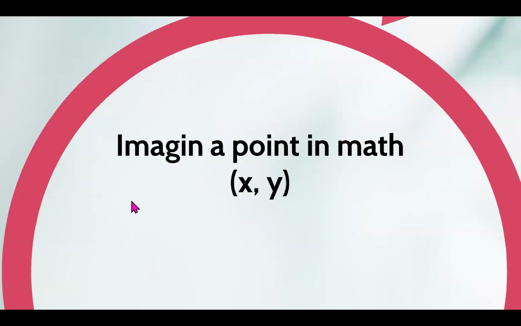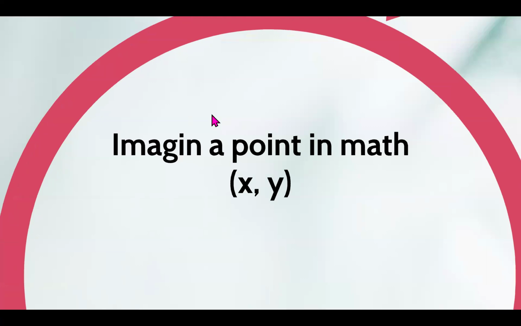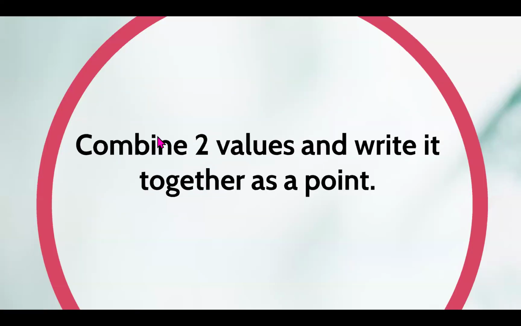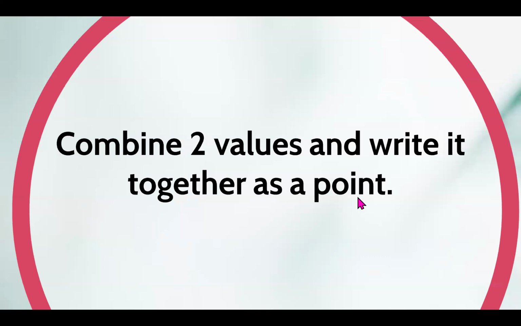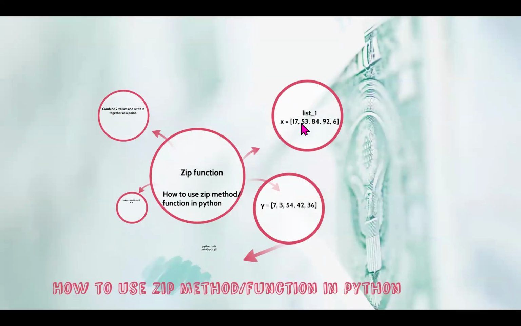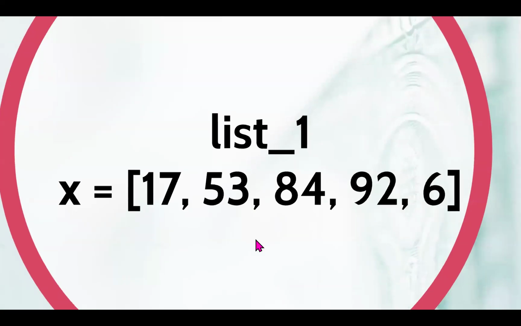What is a zip function? Imagine in mathematics, we learn how to write a point. We use parentheses, and then we have two values. The first value is x, and the second value is y, as a point. So the zip function is combining two values and writing them together as a point. I just showed you an example: we use parentheses, and then we write it as a point.